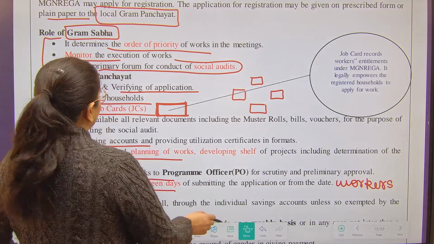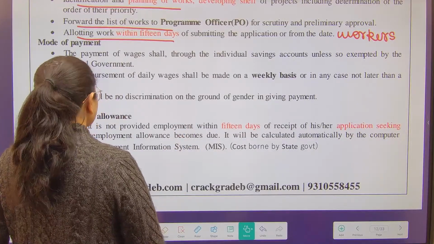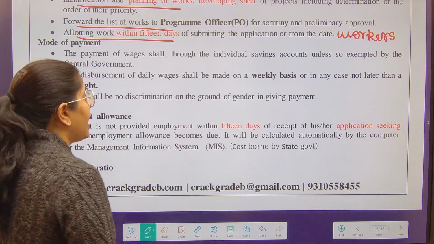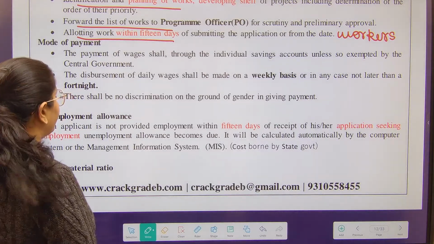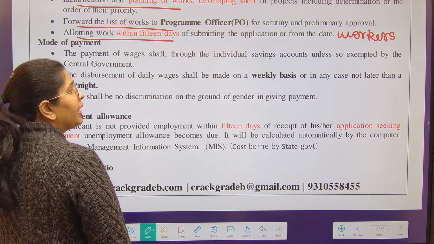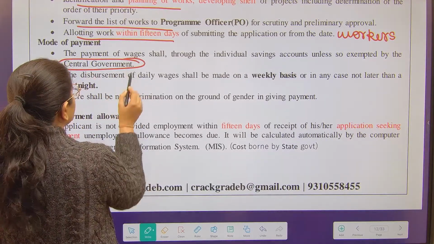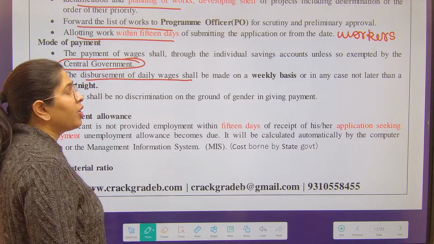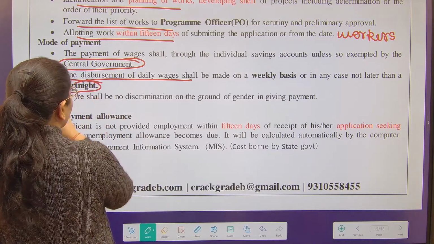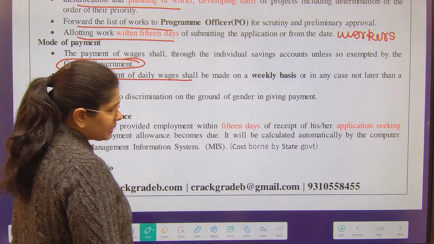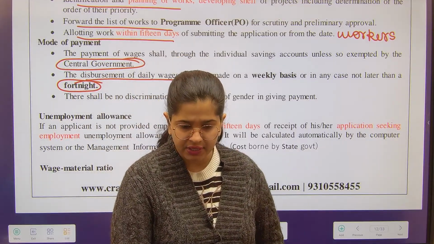Moving on. So these are the roles of Gram Panchayat. Next is mode of payment. How the payment will be done. So see, financial inclusion has come over here. The payment of wages through individual savings account, unless so exempted by the central government. Disbursement of daily wages shall be made on a weekly basis, or in any case not later than the fortnight. That means please give on a weekly basis, and if it cannot happen, then at least give in 15 days.